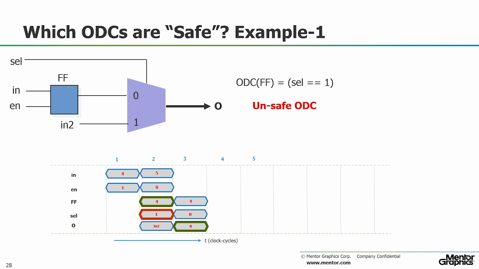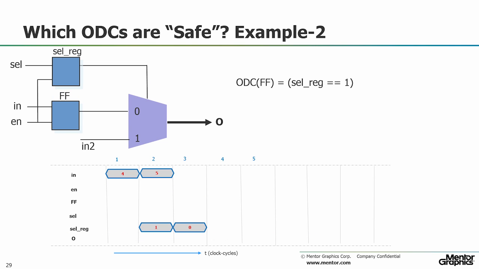Now let's look at another example to understand what is a safe ODC condition. In this circuit, the mux select is driven by a register whose data input is driven by the signal cell and enable is driven by the same signal en, which is also feeding the register FF. Here the ODC for the register FF would be cell reg equal to 1. Now again let's consider that the input values of the register FF are 4 and 5 in the clock cycles 1 and 2 respectively, and the value of cell reg changes from 1 to 0 in cycles 2 and 3.